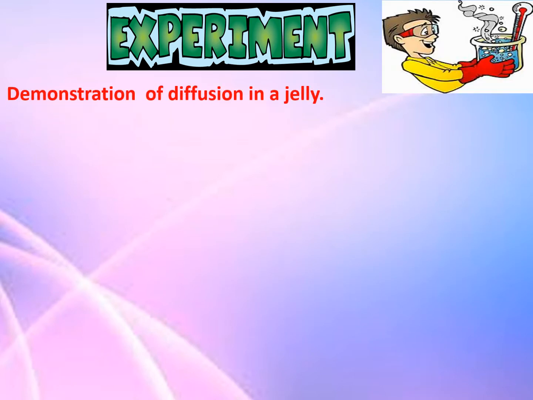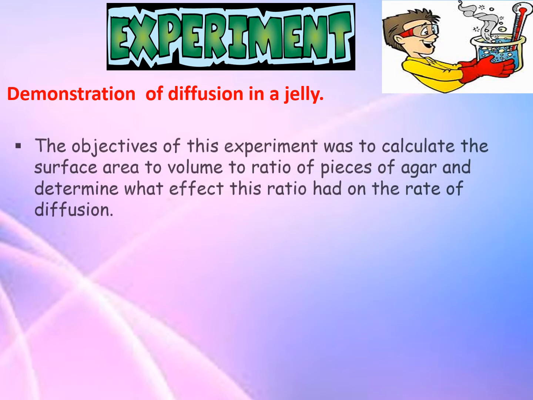Experiment. Demonstration of diffusion in a jelly. Children, agar is a jelly that is used for growing cultures of bacteria. It has a consistency similar to the cytoplasm of a cell. Like cytoplasm, it has high water content. Agar can be used to show how substances diffuse through a cell.